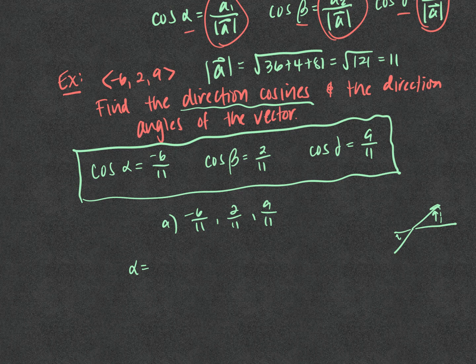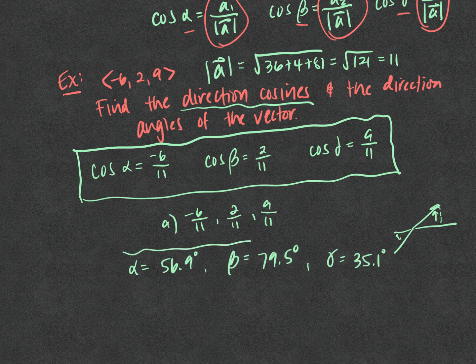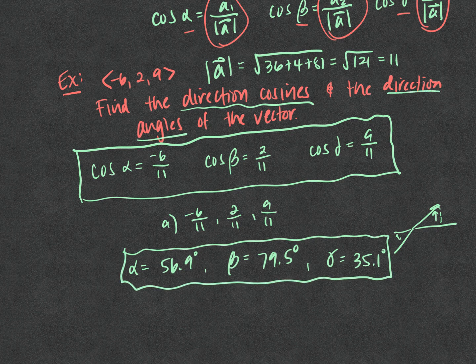Then alpha will be inverse cosine of 6 over 11, which is 56.9 degrees. Beta is inverse cosine of 2 over 11, and that gives us 79.5 degrees. By the way, I like 1 decimal point. When in doubt, 1 decimal point. And then gamma is inverse cosine of 9 over 11, and that's 35.1 degrees. So there you have your direction cosines and your direction angles. I hope that part makes sense.